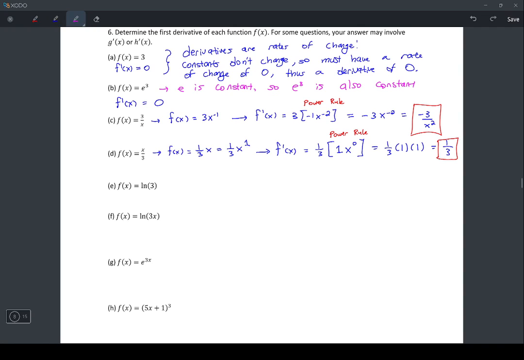Now, however, that said, this ln of 3, this is a constant. There's no x in there. This is a trick question. So the fact that this is a constant means that f prime of x is equal to 0.